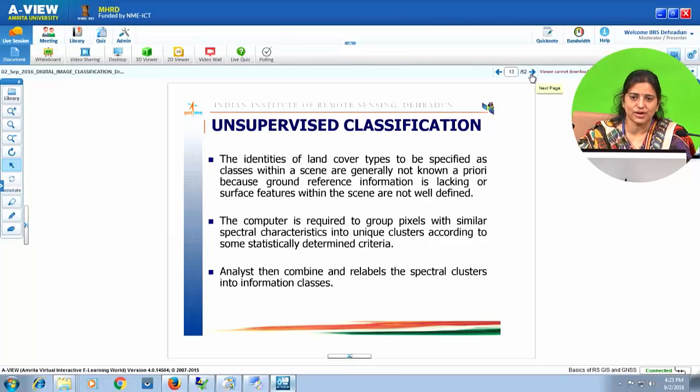Likewise, we should also try to understand what is unsupervised classification. In unsupervised classification, the identities of land cover types to be specified as classes within a scene are generally not known a priori because the ground reference information is lacking or surface features within the scene are not well defined. The computer is required to group pixels with similar spectral characteristics into unique clusters according to some statistically determined criteria. The analyst then combines and relabels the spectral clusters into information classes.